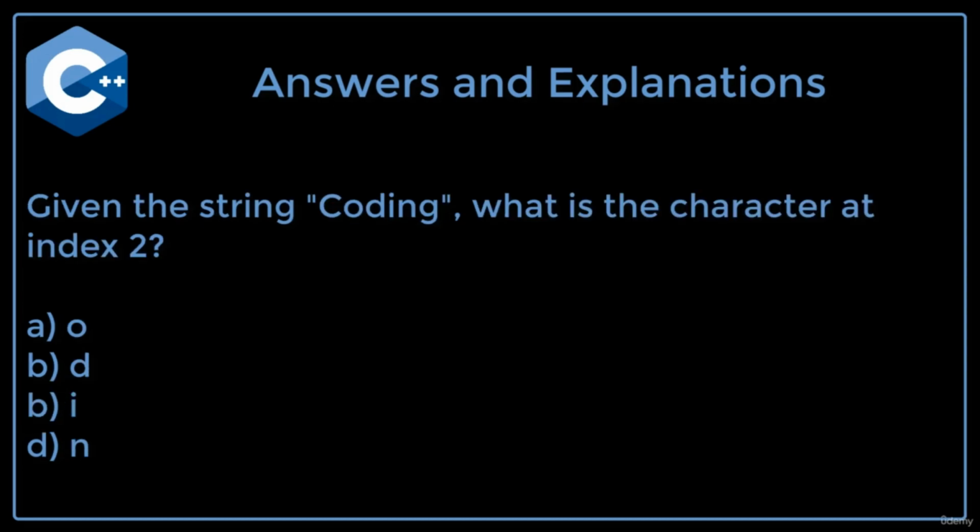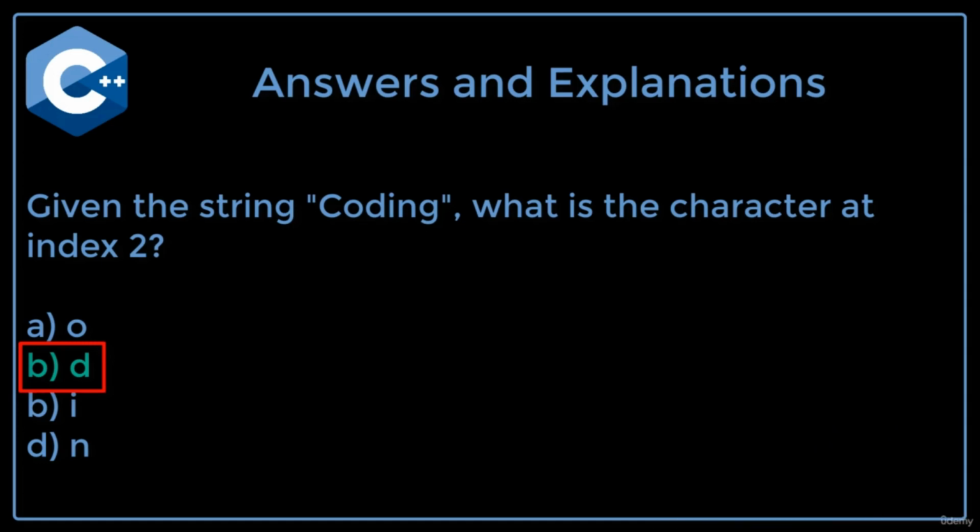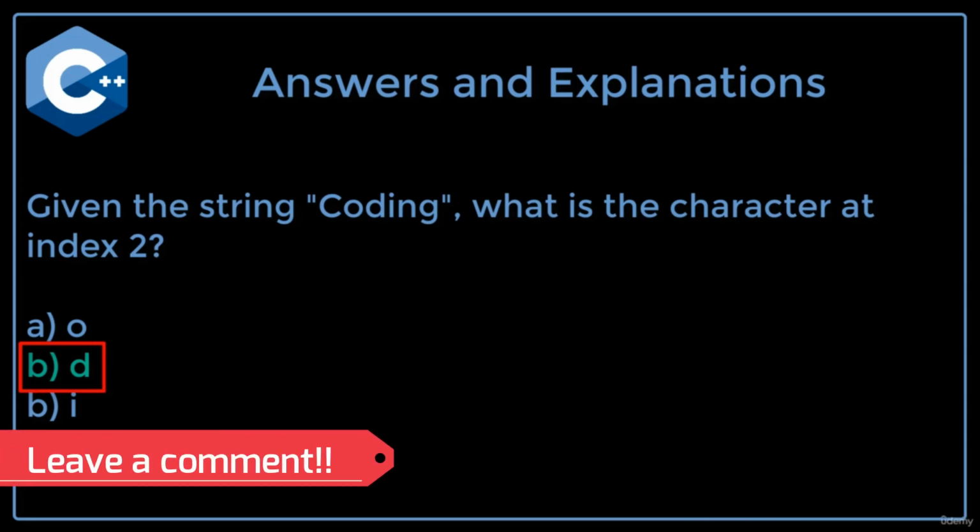The second question provides us the string coding, and asks us which character is at index 2 in the string. The correct answer here is D. Indexing in C++ starts at 0, so C has an index of 0, O has an index of 1, and D has an index of 2, making D the correct answer.